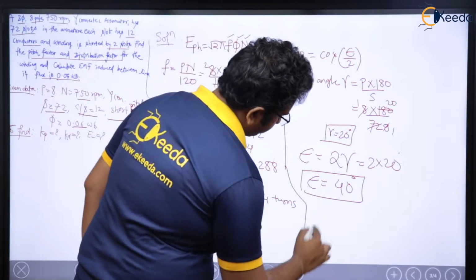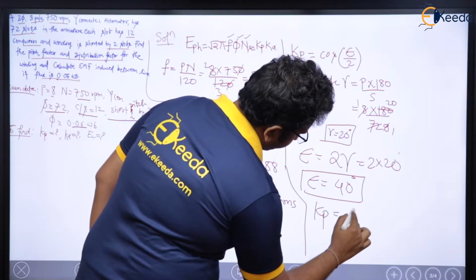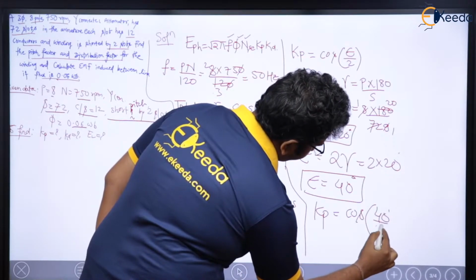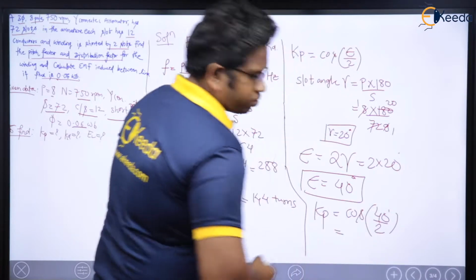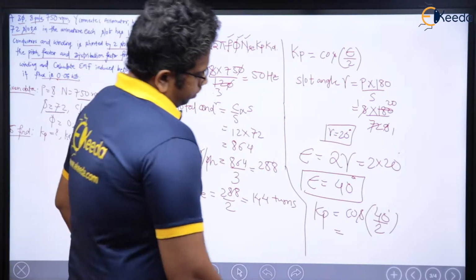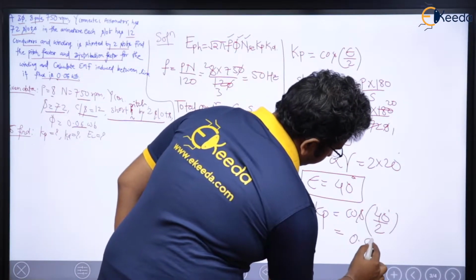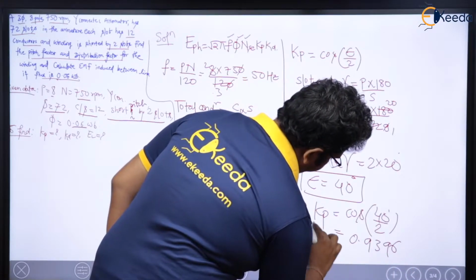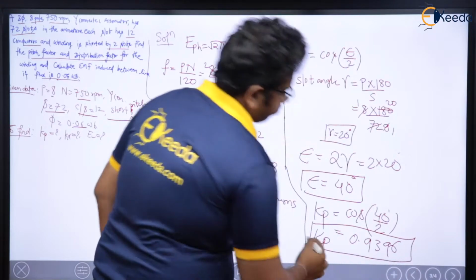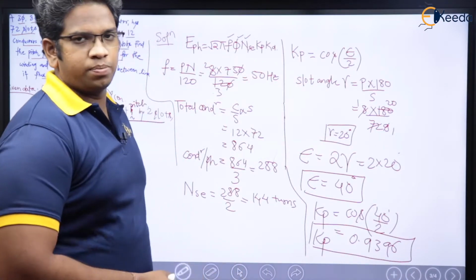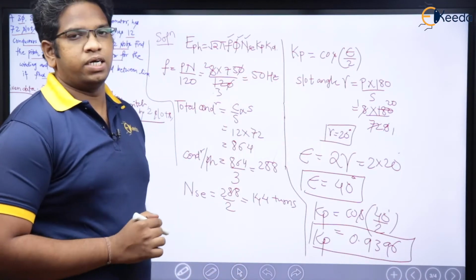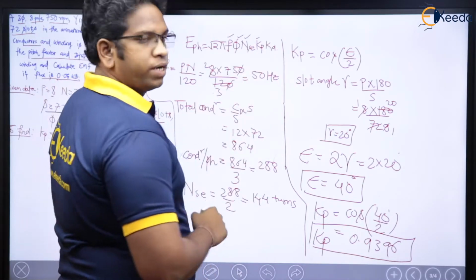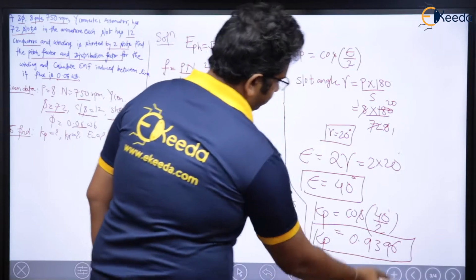How much is Kp, sir? Kp is going to be cos of epsilon by 2. Epsilon is nothing but 40 degrees, so it is going to be 0.9396. This is nothing but Kp. Kp is done. Now, what else do we need? We need Kd. Let us find Kd. How to find that?